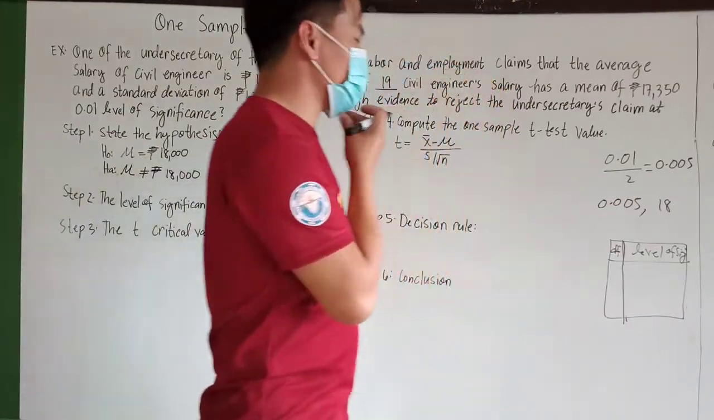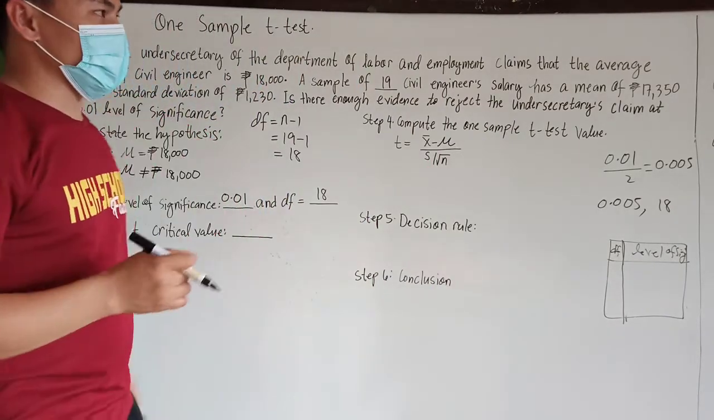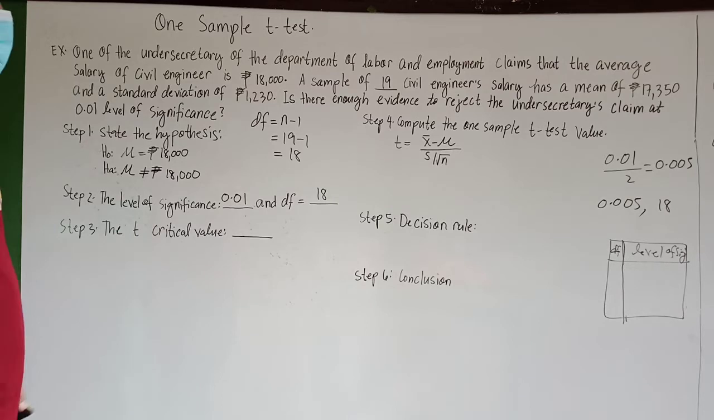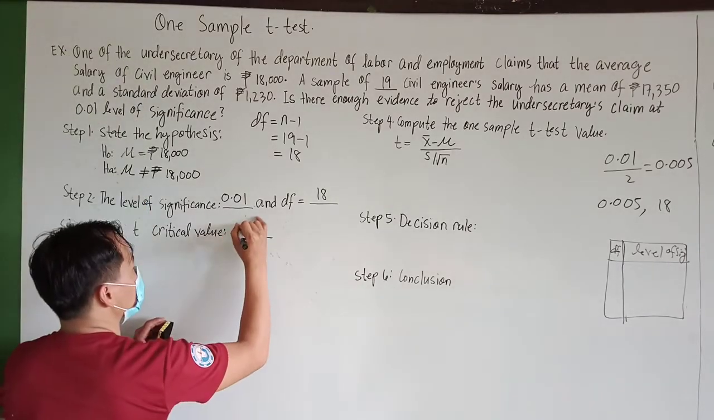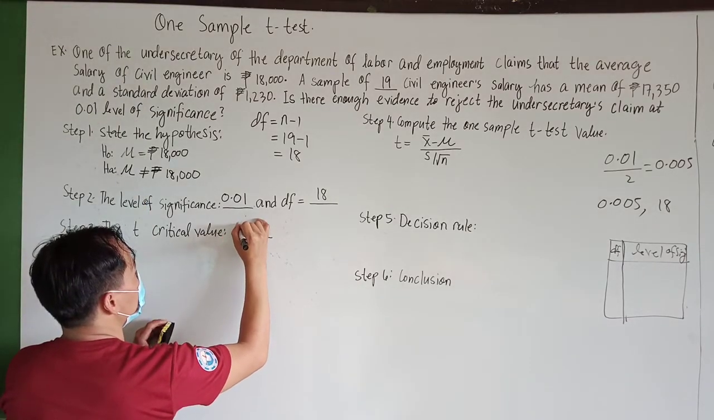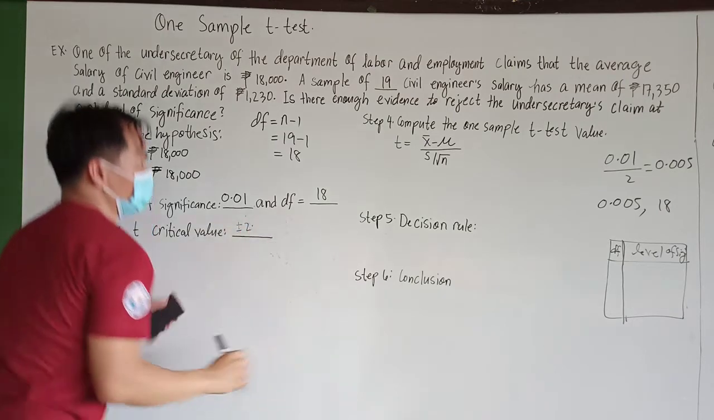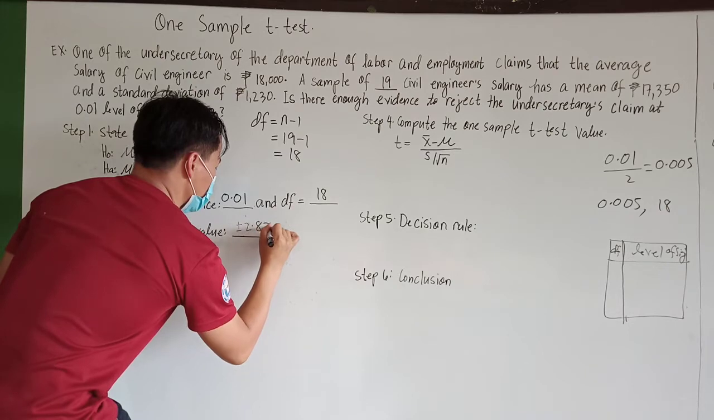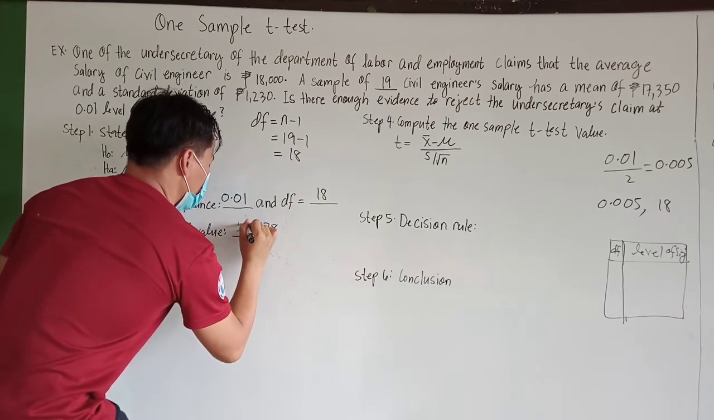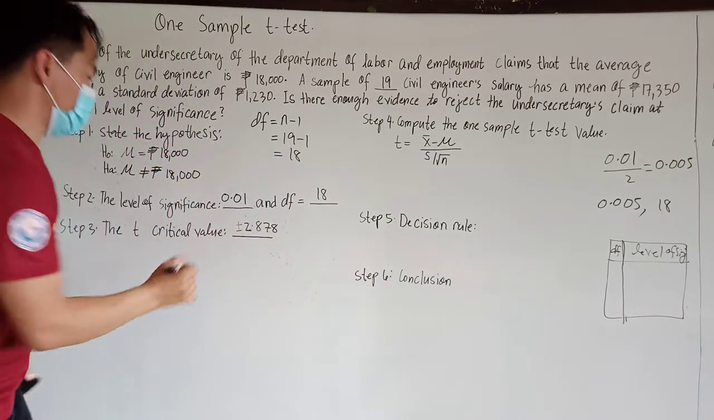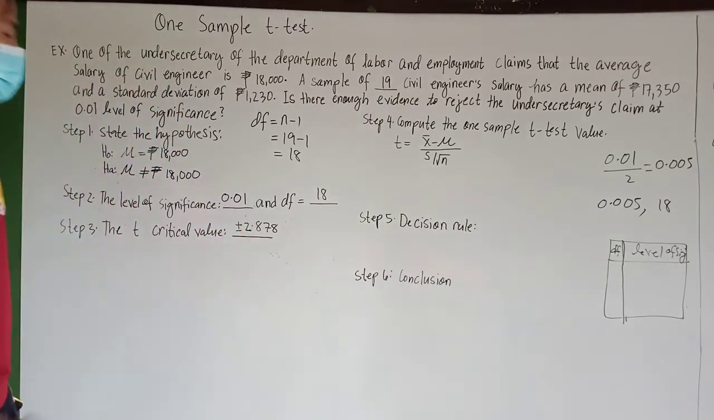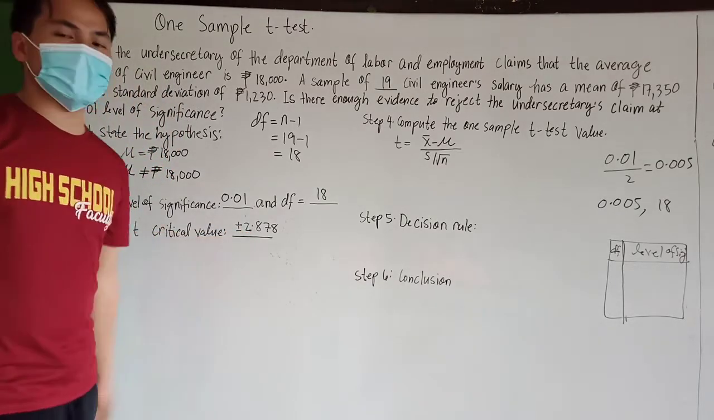So actually by using the table of values for the t-test, we can identify our t-critical value as plus minus 2.878, no? 2.878. Okay? Again, how we identify this one? The positive and negative 2.878.